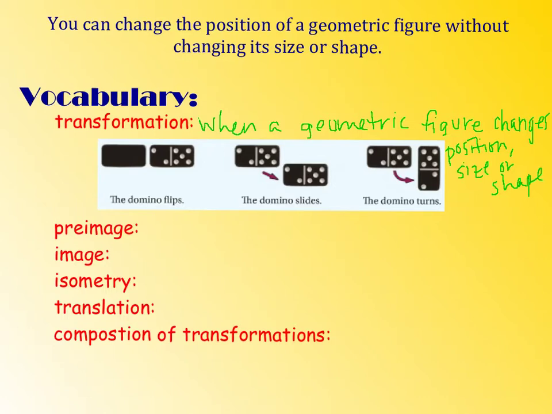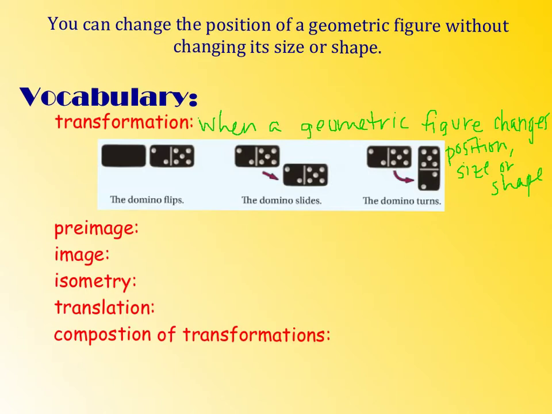Now we have some examples here with this domino. We have a domino flipping, we have a domino just sliding directions, and we have a domino turning. So this first one represents a reflection. We've flipped the domino. We also have a slide happening, which we call a translation, and we also have it turning, which we call rotating. So we're going to look at those throughout this chapter. Transformation is the general term for any of those things happening.